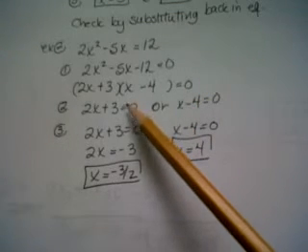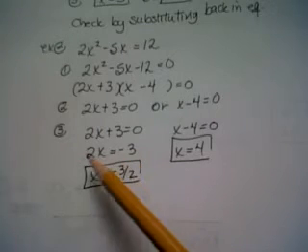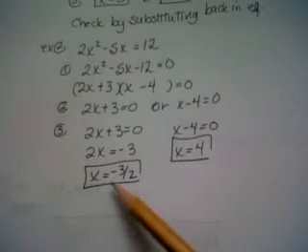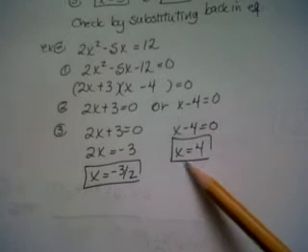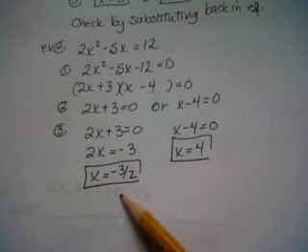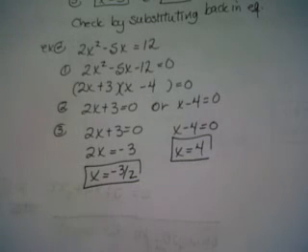Then I solve this. So to solve this, I'm going to subtract 3 from each side there, then divide each side by 2, and I get x equals negative 3/2. To solve this, I just add 4 to each side, so I would get x equals 4. So I have two answers. For your answer to be complete, you would need both answers.